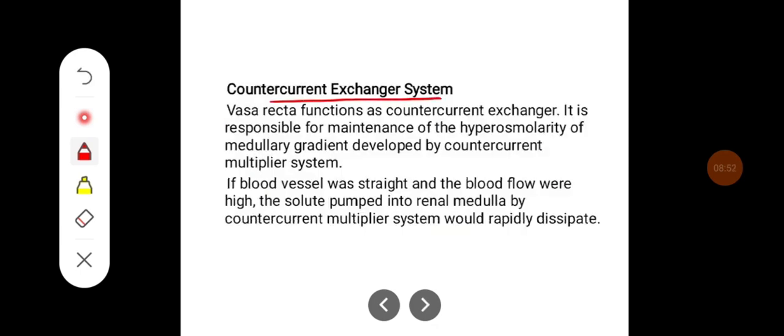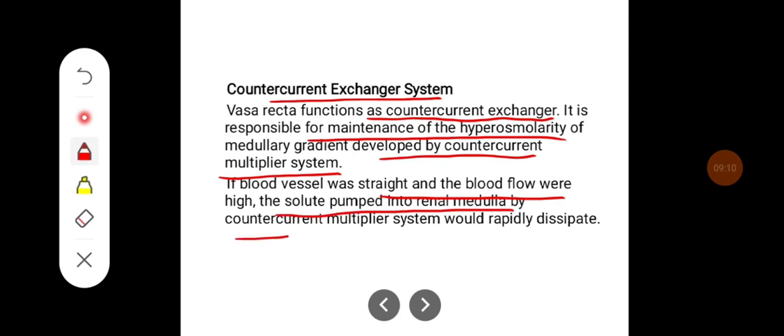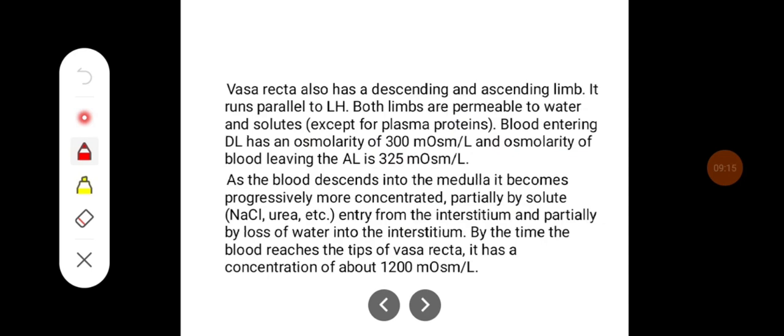Countercurrent exchanger system. The vasa recta functions as a countercurrent exchanger. It is responsible for maintenance of hyperosmolarity of the medullary gradient developed by the countercurrent multiplier system. If blood vessels were straight and the blood flow were high, the solute pumped into the renal medulla by the countercurrent multiplier system would rapidly dissipate. The vasa recta also has a descending and ascending limb. It runs parallel to the loop of Henle. Both limbs are permeable to water and solute except for the plasma proteins.